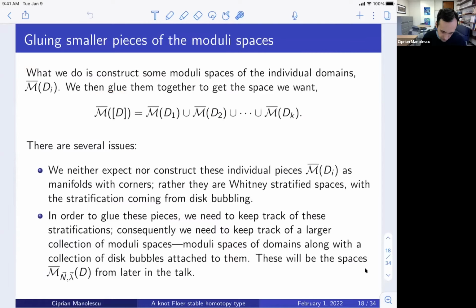So for that, we need to glue them, and we need to keep track of their boundary strata, which correspond to bubbles. And what this means is that we have to also construct moduli spaces of domains along with a collection of disk bubbles attached to them. So for every domain, I not only have to construct a moduli space associated to this, but also some moduli spaces associated to the domain and some bubbles. These are going to be called M bar lambda D, where these subscripts are going to encode how many bubbles we have.